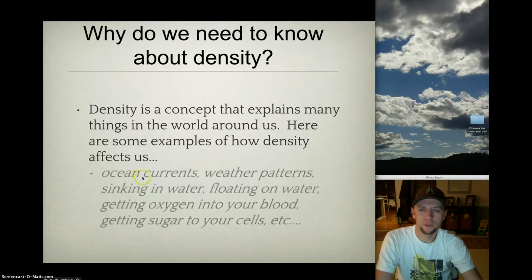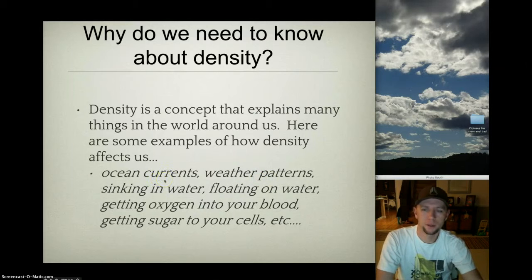Here's a few examples. Density is what creates ocean currents. It helps cause weather patterns. It makes things sink or float in water. It allows you to get oxygen into your bloodstream, and it also allows your cells to get sugar.